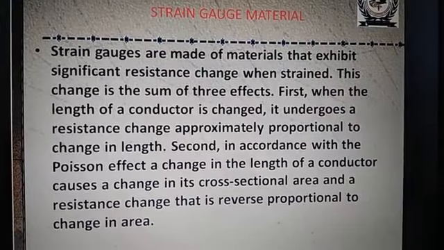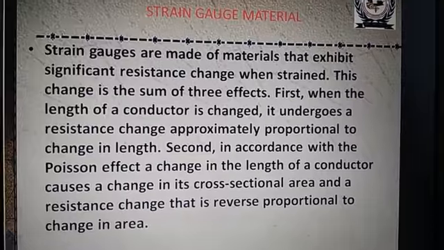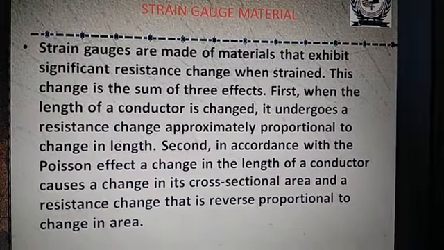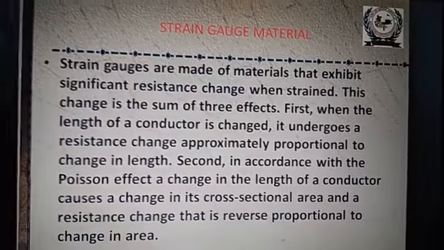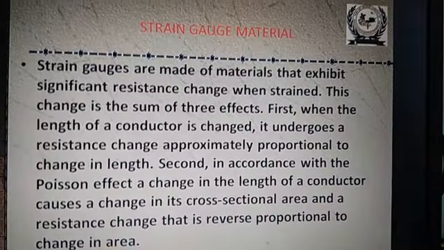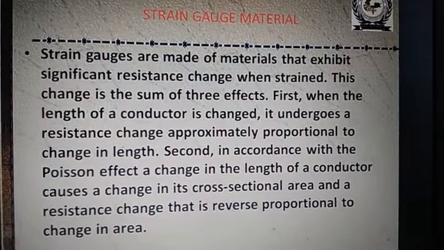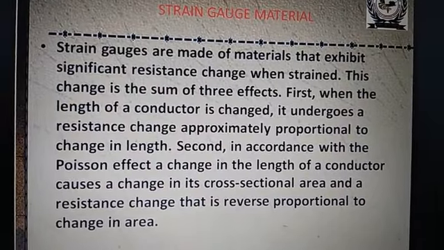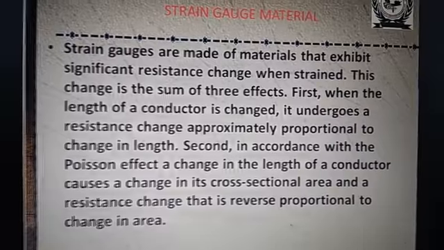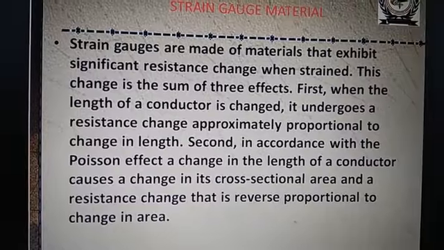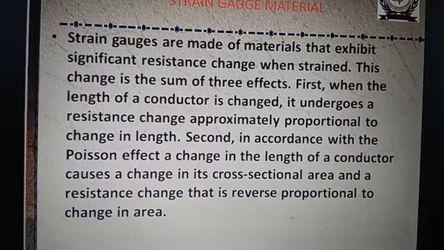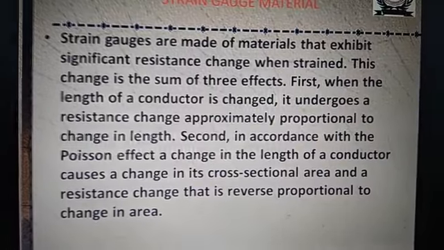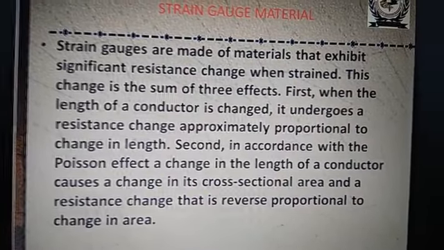Strain gauge materials. Strain gauges are made of material that exhibits significant resistance change when strained. That means when a force is applied. This change is the sum of three effects. First, when the length of the conductor is changed, it undergoes a resistance change approximately proportional to the change in length. Second, in accordance with the Poisson effect, a change in the length of a conductor causes a change in its cross-sectional area and a resistance change that is inversely proportional to the change in area.